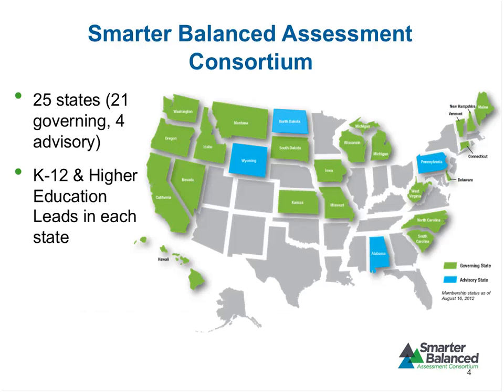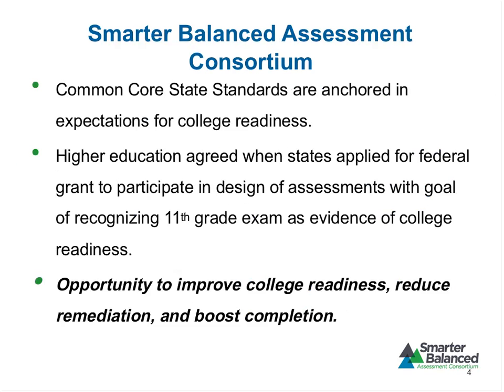These are the states in the consortium. 21 states are governing and the rest are advisory. The governing states have agreed that they will use the assessments. The advisory states are still making up their minds. We have K-12 and higher education representatives from each state that are actively engaged with the consortium.